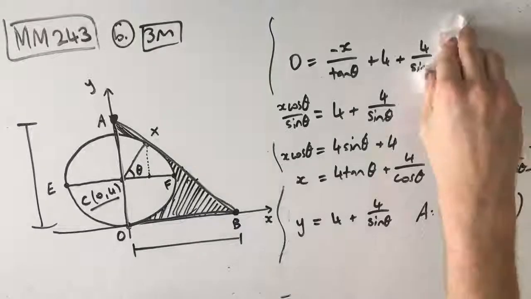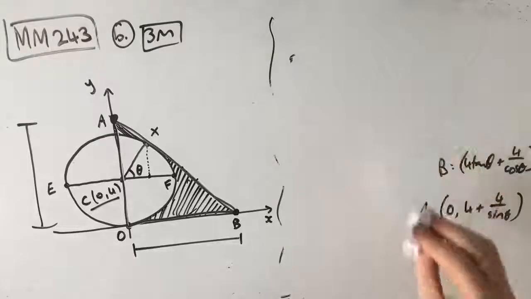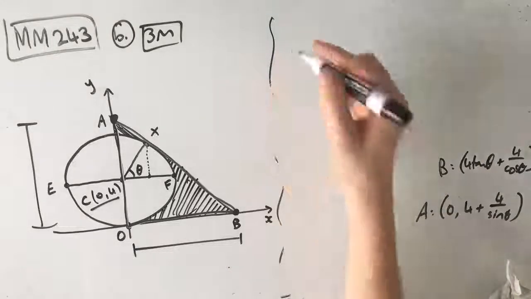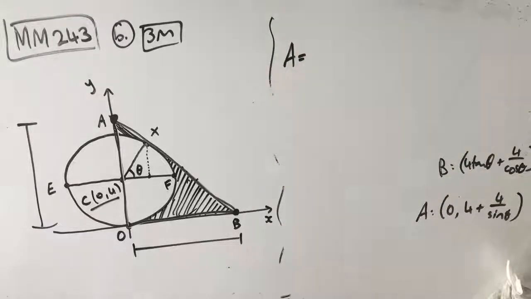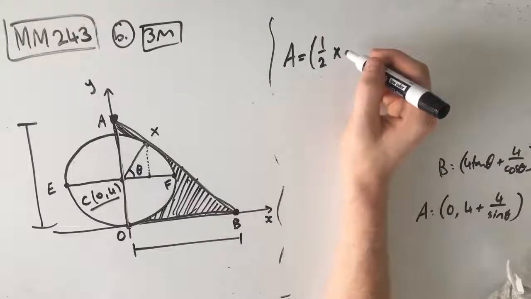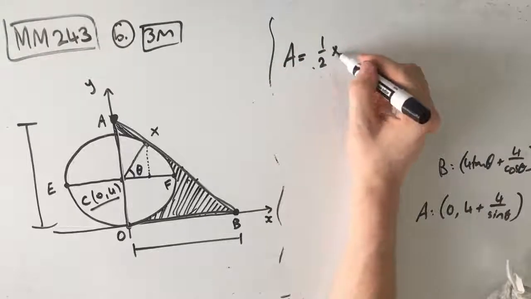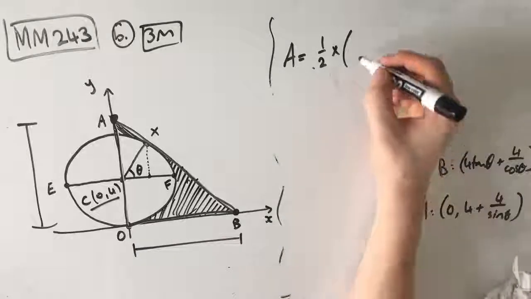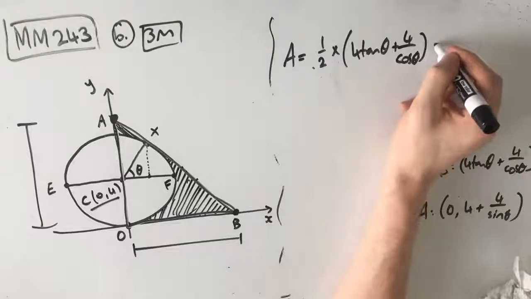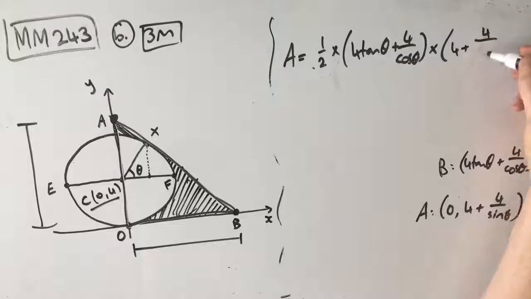Alright, so now we've got our A and B values, which is exactly what we need to find the area of this triangle. So let's do our total area all in one. Our area is half times our base, which is our B, so 4 tan theta plus 4 over cos theta, multiplied by our height, which is 4 plus 4 on sine theta.